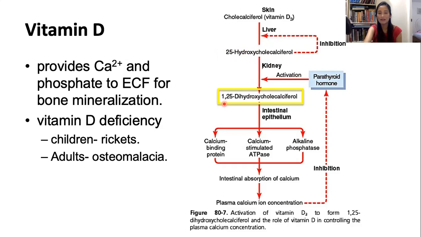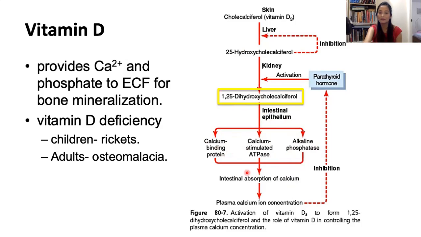Your 1,25-dihydroxycholecalciferol is now called activated vitamin D. And it is this one that acts on your intestinal epithelium in order to facilitate calcium absorption in the intestine. So it stimulates your calcium binding protein, your calcium-stimulated ATPase, and your alkaline phosphatase, and they all work together in order to absorb calcium in the gut.